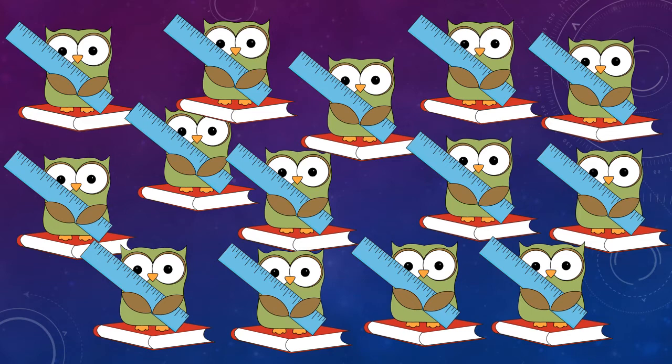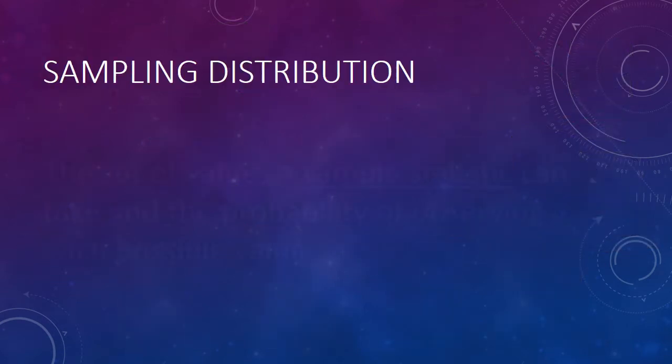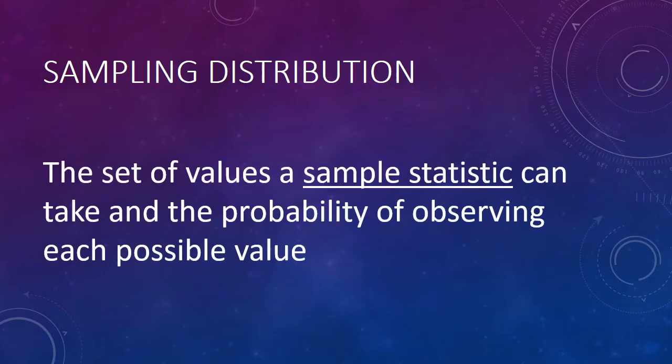The distribution of the mean is called a sampling distribution. This is the set of values that a sample statistic can take and the probability of observing each of those values. It's the distribution that would result if you and a bunch of your friends each took a different sample of the same size and computed the statistic, such as the mean. The sampling distribution shows how the sample statistic would vary if several similar studies were conducted.